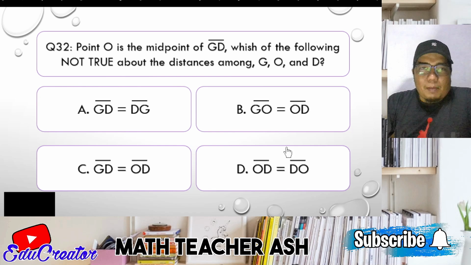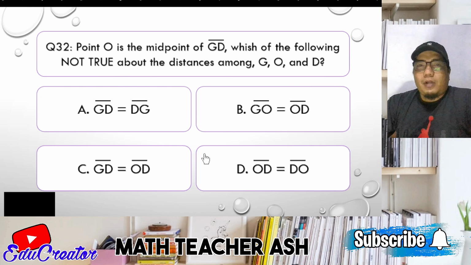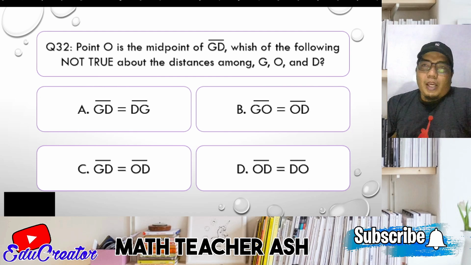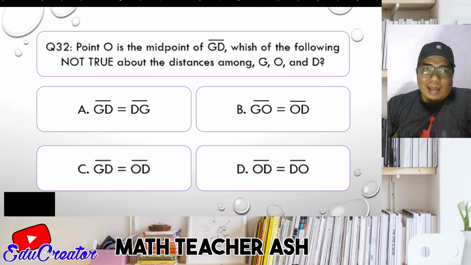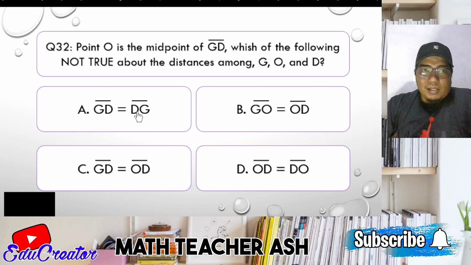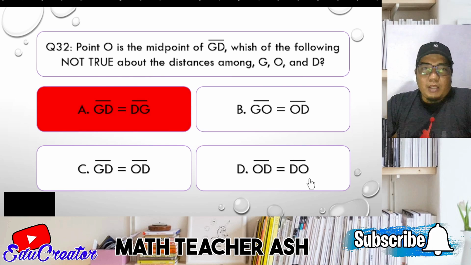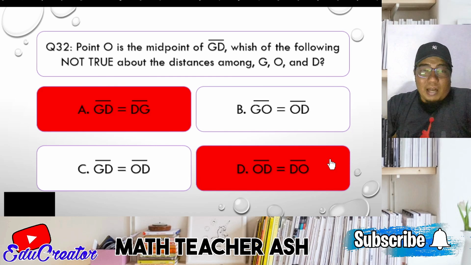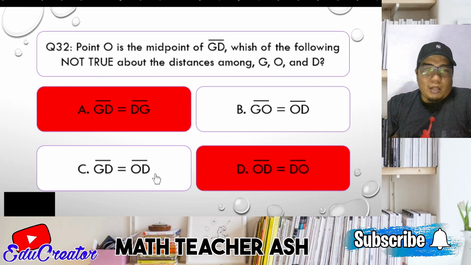Okay, math learners, napakadali lang ng question na ito kasi ang gagawin lang natin is to observe. So remember this, my dear math learners, that the concept of line segment is that when you name line segment AB and line segment BA, they are just the same. So, of course, in line with that, GD and DG, they are the same. So, hindi ito not true. This is true. Ito naman, OD and DO. This is not true. This is true. Kasi not true yung tinitingnan natin or hinahanap natin. So, ito naman, GO and OD. Ito, GD and OD.